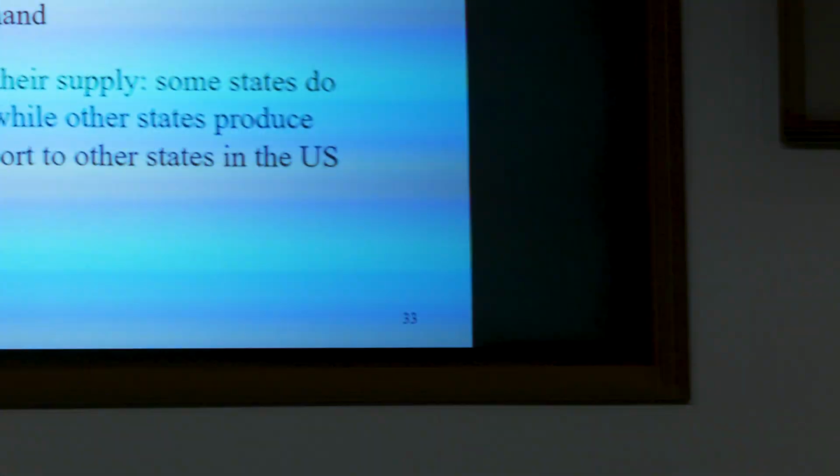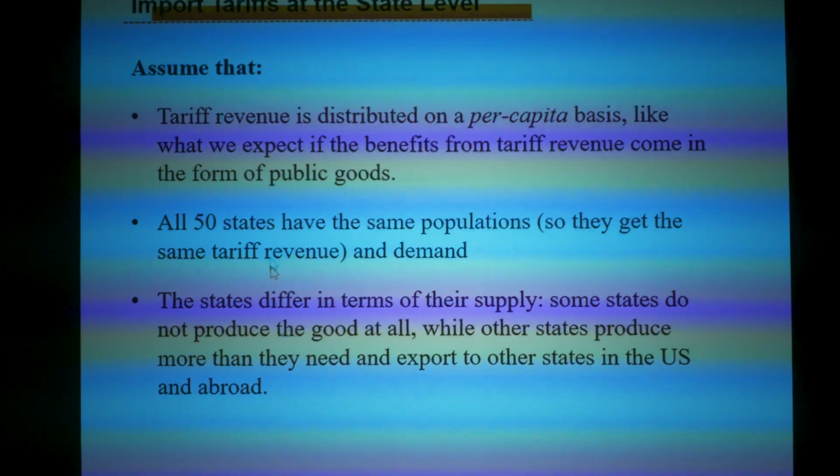Now, so that's my big assumption. Just to make my diagram simple, let's suppose all 50 states have the same population, so they get the same tariff revenue, and I'll assume they all have the same demand. So there's no big states and small states. This is just strictly for the supply and demand diagrams I'm going to show you in a minute. And then when I go to my calculations, of course, states are different size, so I won't make this assumption. But just to show you some diagrams, I'll make this assumption.